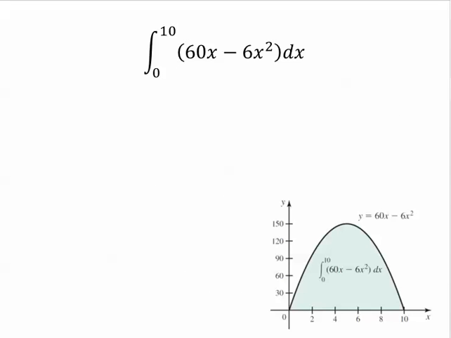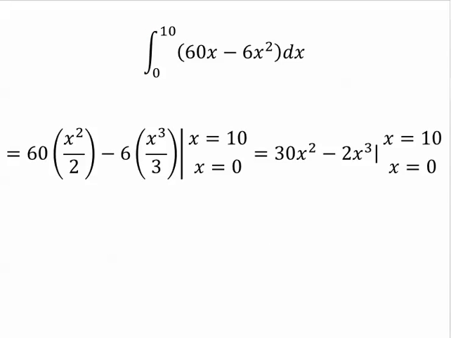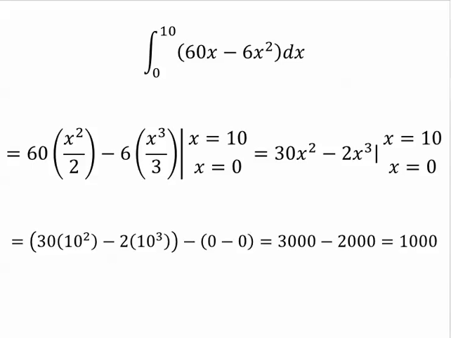Let's do another example. Find the antiderivative, and then notice your bounds. I'm going from 0 to 10. Before I evaluate, I simplify the expression. Then I go expression evaluated at 10 minus expression evaluated at 0, and I get 1,000. Let's do another example.